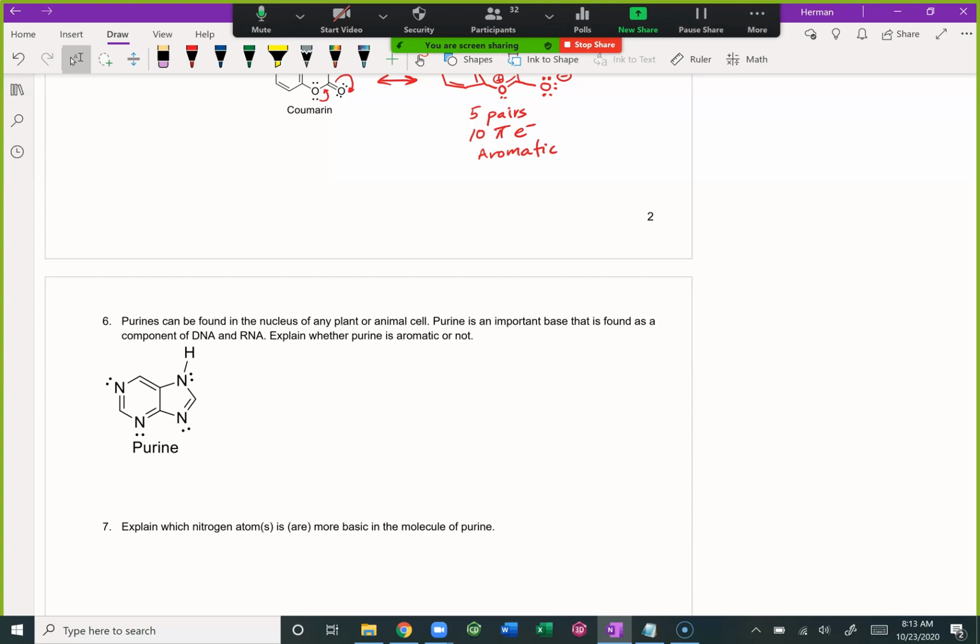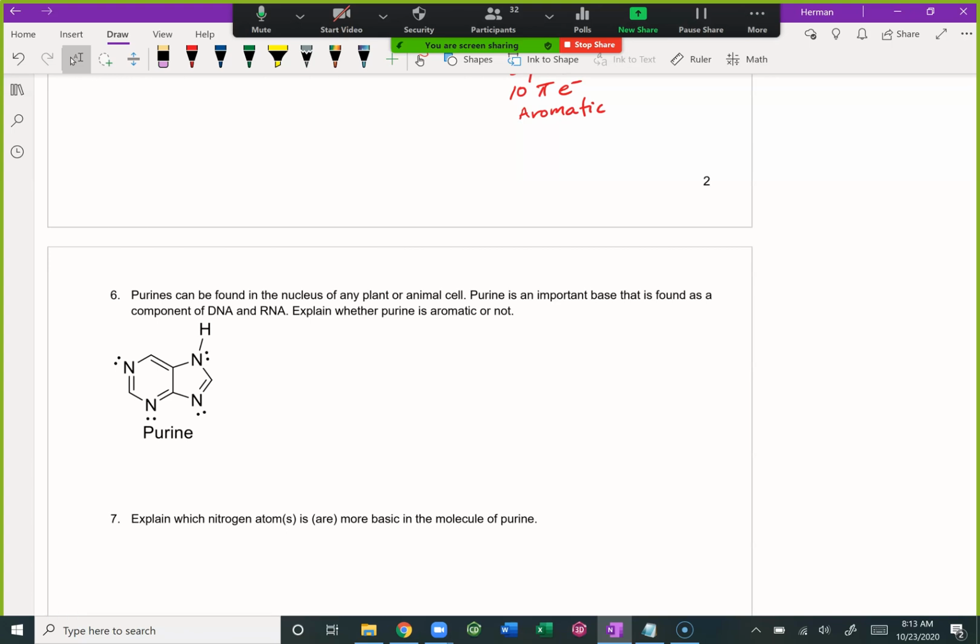So here we go. Purines can be found in the nucleus of any plant or animal cell. Purine is an important base that is found as a component of DNA and RNA. Explain whether purine is aromatic or not. All right. So what do you see here? Notice that you have how many electrons do you read? First of all, is it 3 stuck? Yes, there's 3 stuck. There's 1 there, 2, 3 pairs that are stuck.